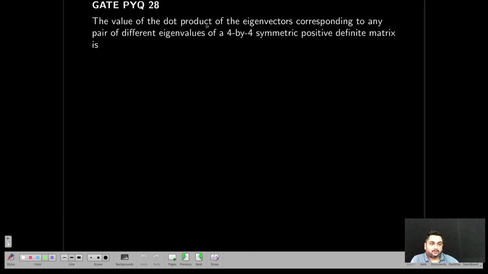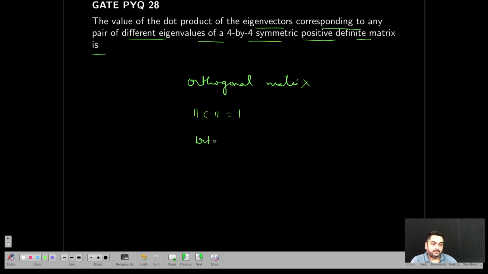The value of the dot product of the eigenvectors corresponding to any pair of different eigenvalues of a 4 cross 4 symmetric positive definite matrix is. A 4 cross 4 symmetric positive definite matrix has orthogonal eigenvectors. For an orthogonal matrix, the length of the column vector is equal to 1 and the dot product between any two vectors is 0. So the dot product of eigenvectors is 0.